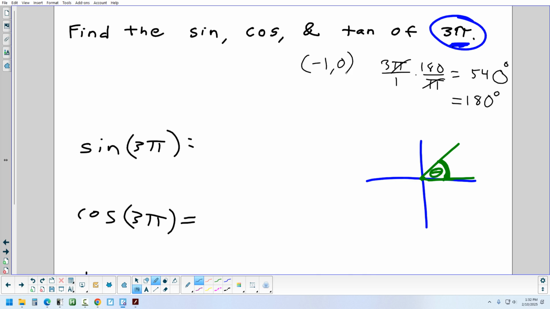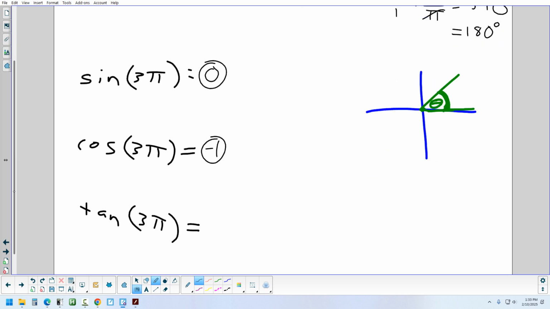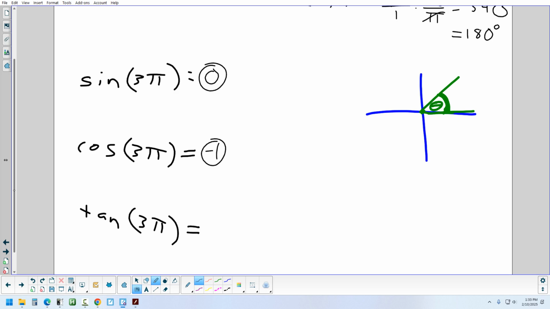What is the sine of 3 pi? 0. Zero. Sine is the y value. What's the cosine of 3 pi? Negative 1. Negative 1. That's your x value. And what is the tangent of 3 pi? Zero. Yep. Huzzah, we made it. Any questions on how we got the 3 trig functions for 3 pi?